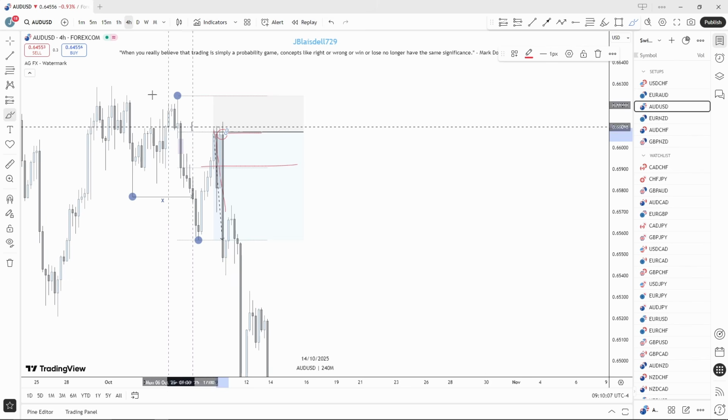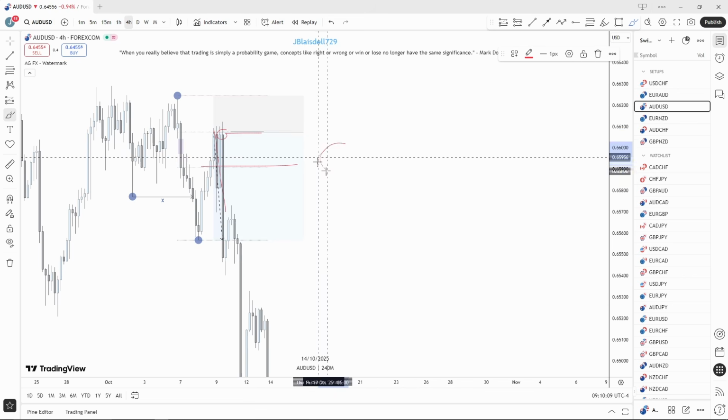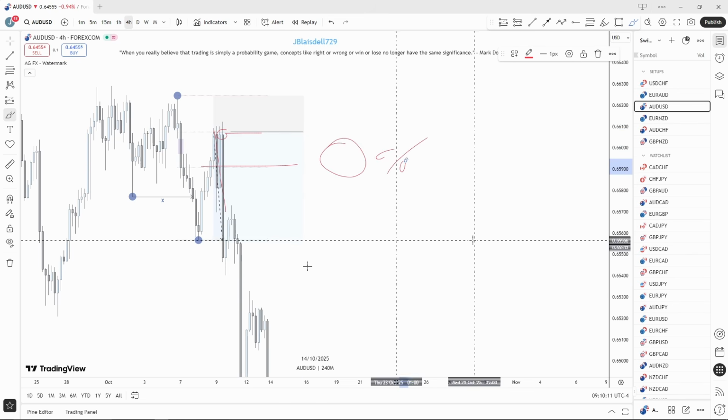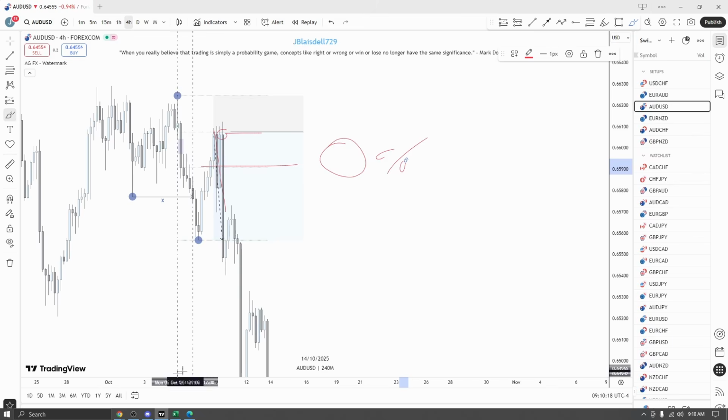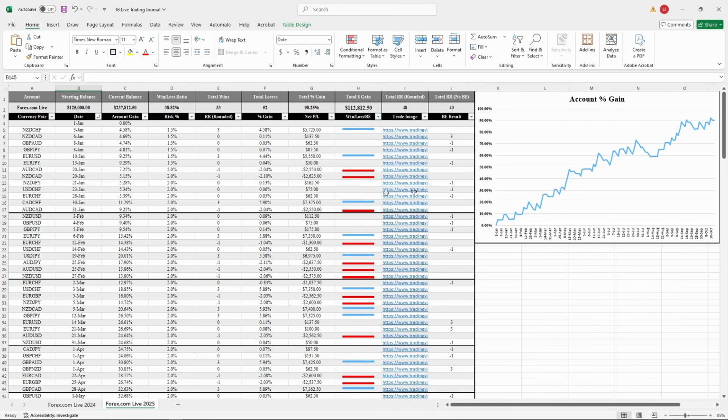So although this may look like a 3R TP here, this was a 0% gain on my account. This is where the rules of risk management come into play. Of course, I've shown you guys before that using break-even has been more beneficial for me than not using it, although that gap is starting to close.